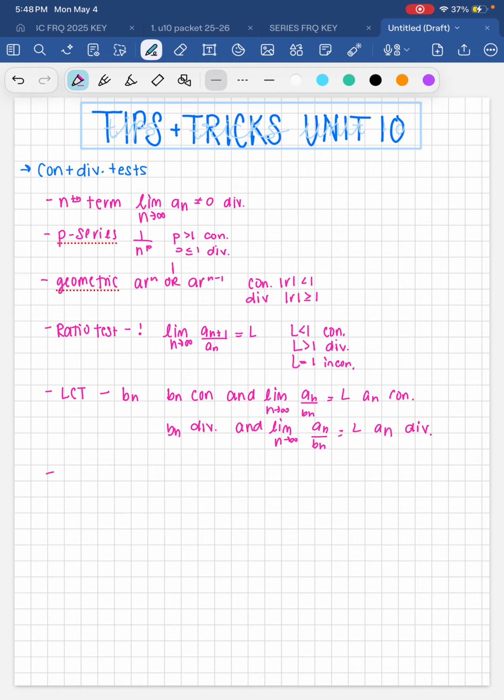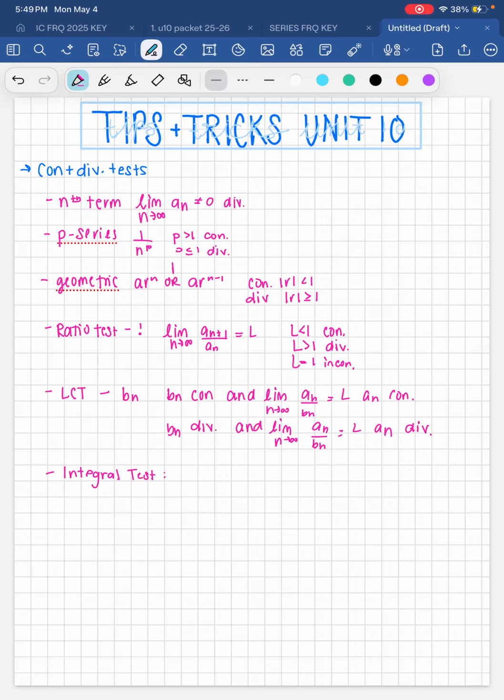Some teachers teach the direct comparison test. I just choose not to. We use the limit comparison test for everything, and the root test is not tested on your AP exam. And last but not least, which honestly is a last resort for me because there's just so much you have to say, it's the integral test.